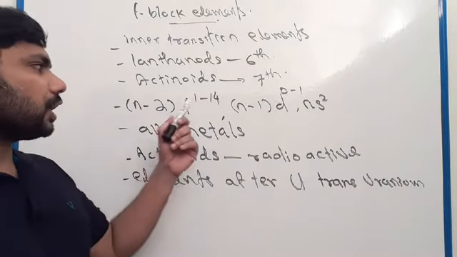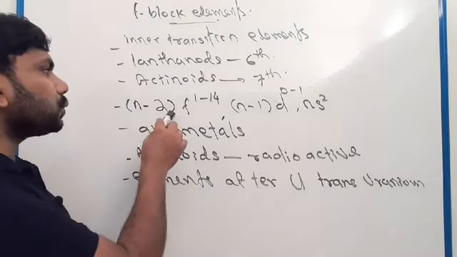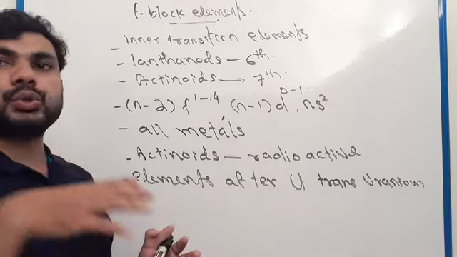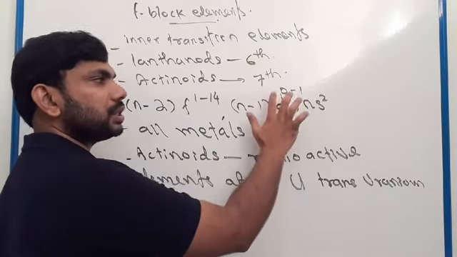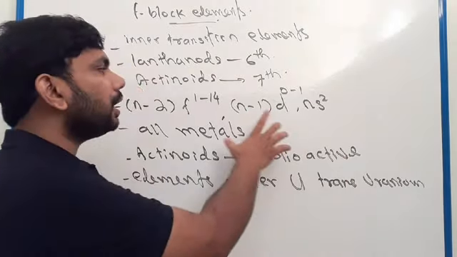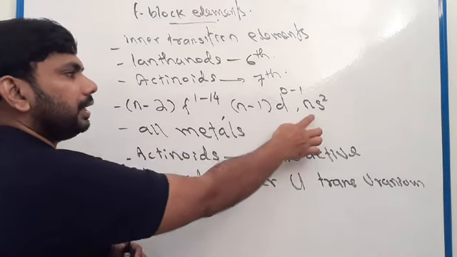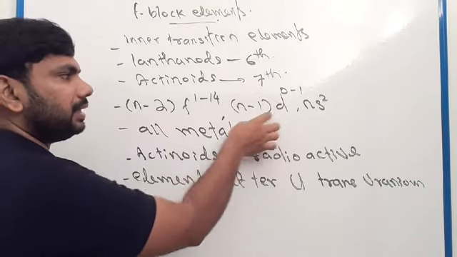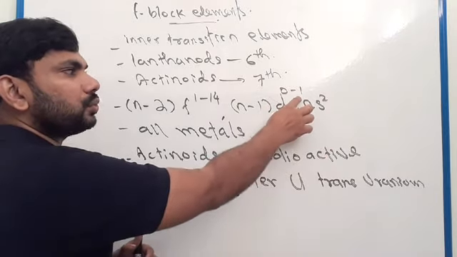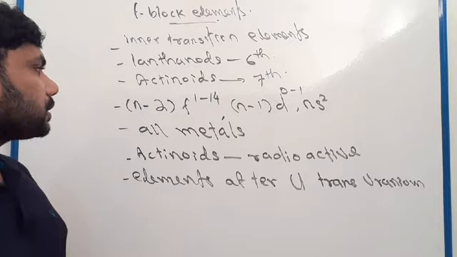These are the general outer shell electronic configuration of F block elements: (n-2)f 1 to 14, (n-1)d 0 to 1, not 0 to 10. Remember here 0 or 1 electron; there is no electron up to 10. So you have to remember the outer shell electronic configuration: (n-2), (n-1), n. Here ns has 2 electrons, (n-1)d has 0 to 1 electron, and (n-2)f has 1 to 14 electrons.